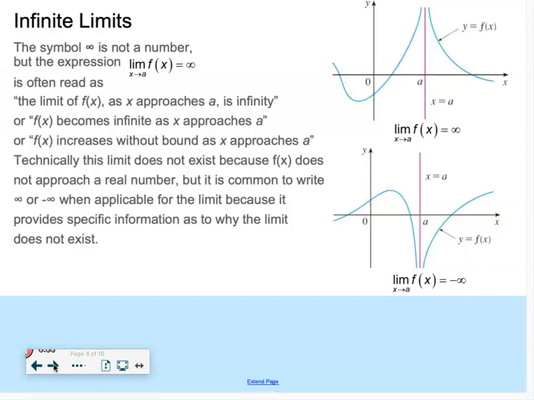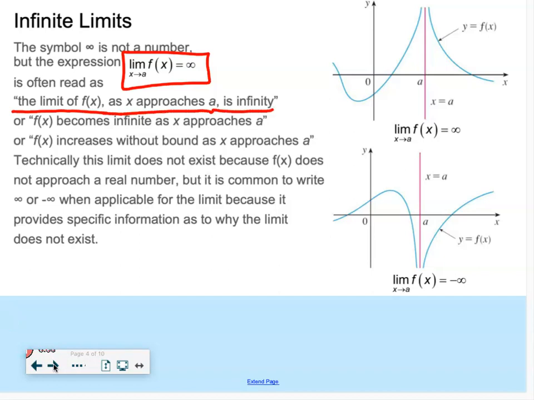All right, the first 3 slides are fluff. You don't have to write anything down. So you can just relax for a few minutes, and we're just going to talk about some stuff, right? So this first slide should be a review from yesterday. They're just talking about in words, what does this mean? And you would read this as the limit of f of x as x approaches a is infinity.